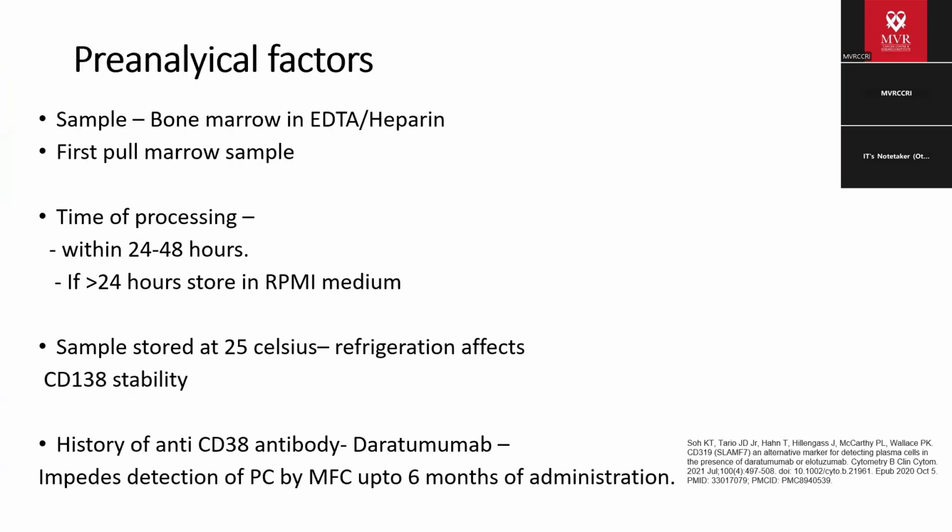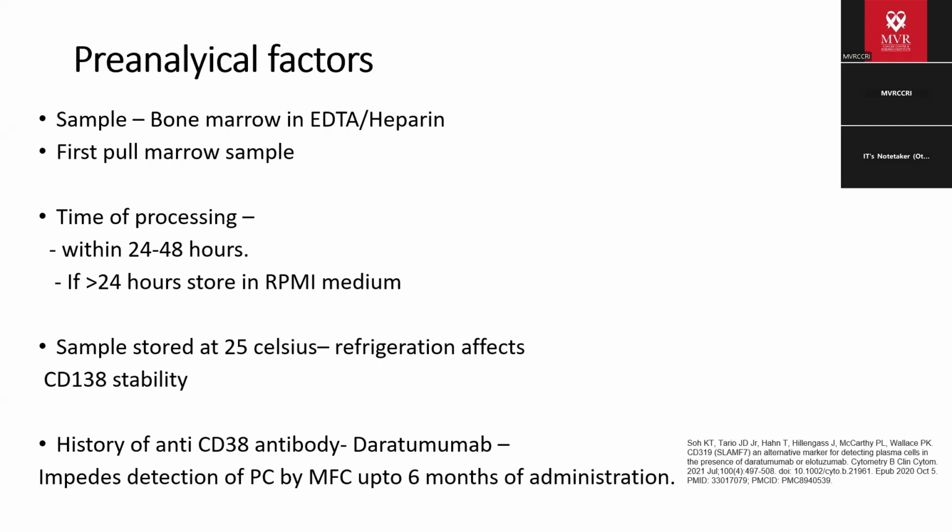Okay, so the pre-analytic factors: the sample is a bone marrow, which can be taken in EDTA or heparin. As in any MRD, the first pull of the marrow is what is required. The difference of myeloma MRD from other MRD is that the plasma cells are very fragile, so we cannot afford to keep the sample for 2 to 3 days. Whereas in B-cell MRD, it's okay even if you process after 1 or 2 days. In myeloma MRD, we need to process the sample in 24 to 48 hours, and if it is more than 24 hours, we need to store it in a medium called RPMI medium.